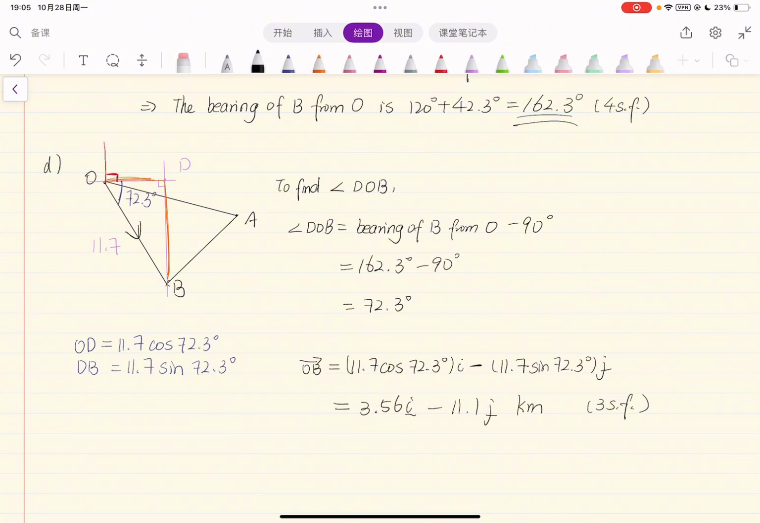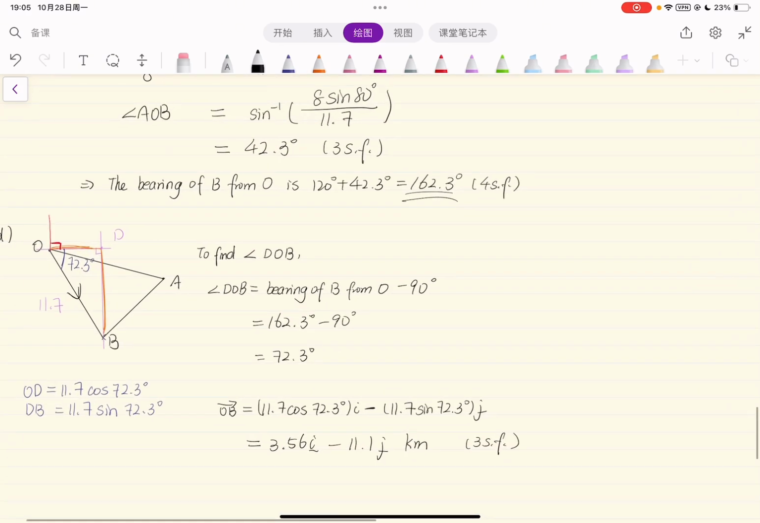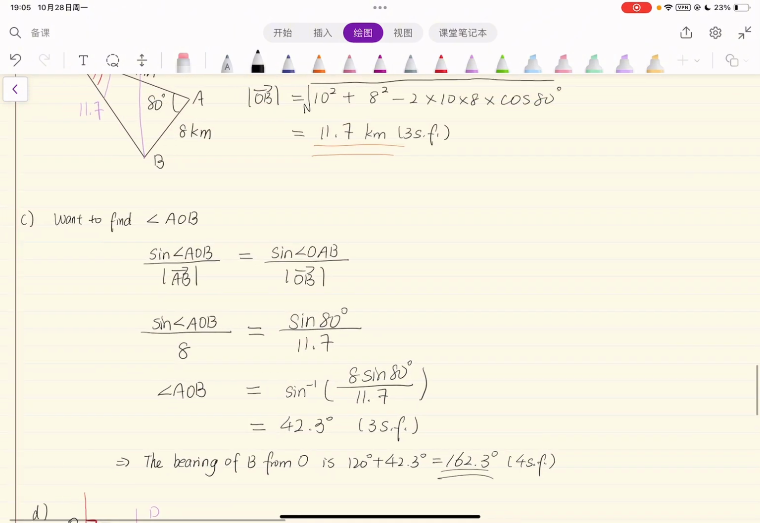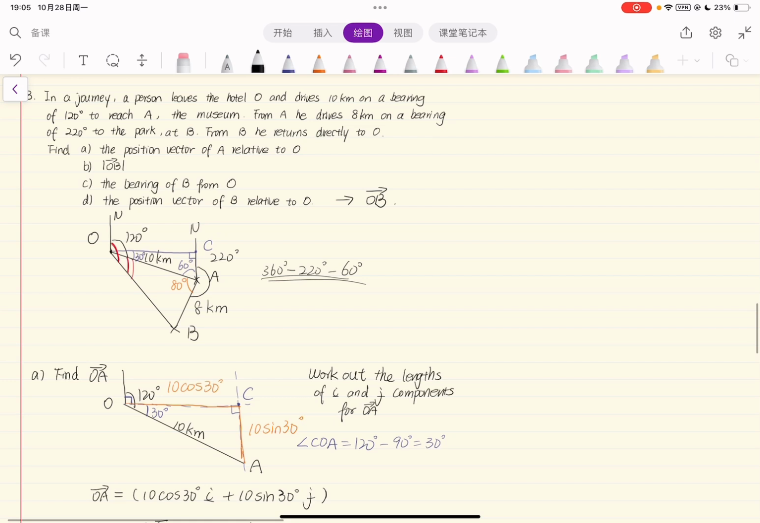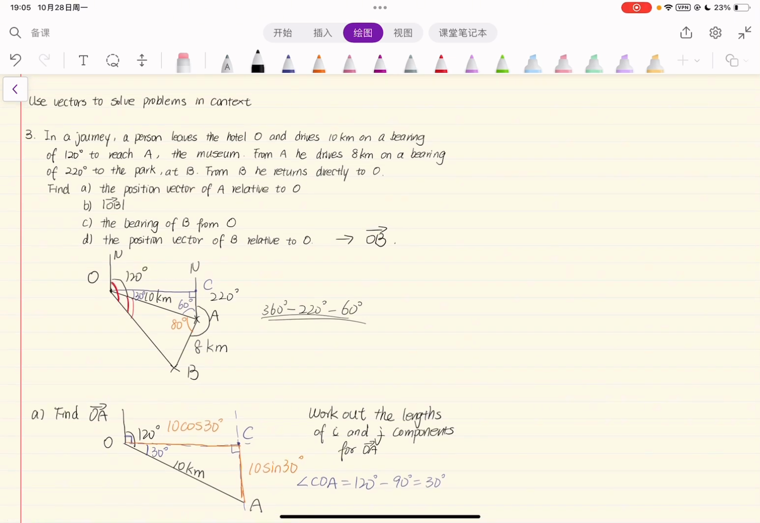So we have done this question. So in this lesson, we learned how to use vectors to find position vectors, to solve geometric problems, and how to compare the coefficients of two vectors.